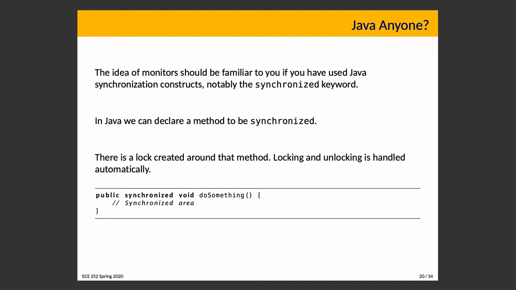Synchronized means that there is a lock created around that method. Locking and unlocking is handled automatically. So to enter into this function, the thread that wants to execute this code has to acquire the lock. And then when you exit from this function, not when you call some other function from within it, but when you exit this function, no matter how you exit it, whether with a return statement, or when something goes wrong and you have an exception, however you leave this function, the lock is automatically released.